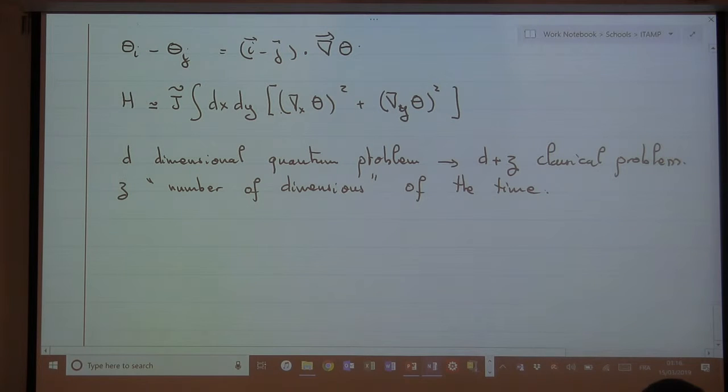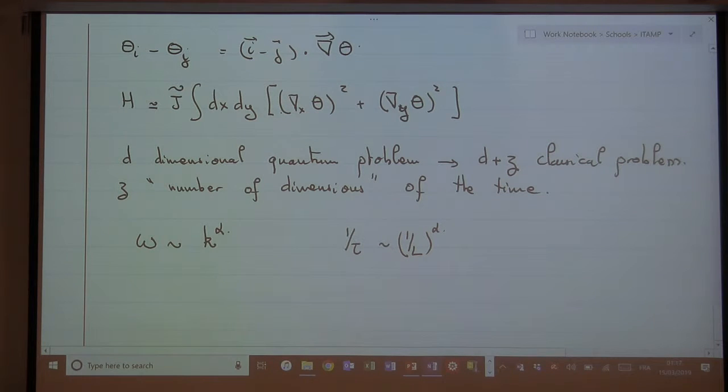Why can I say that time can have a different number of dimensions than space? Well, imagine that I have a spectrum where omega, the frequency, behaves as k to the power alpha, k squared for example. Frequency is like the inverse of time, and k is like the inverse of length. So from a scaling point of view, time counts for more than one length. It counts as a length to the power alpha.